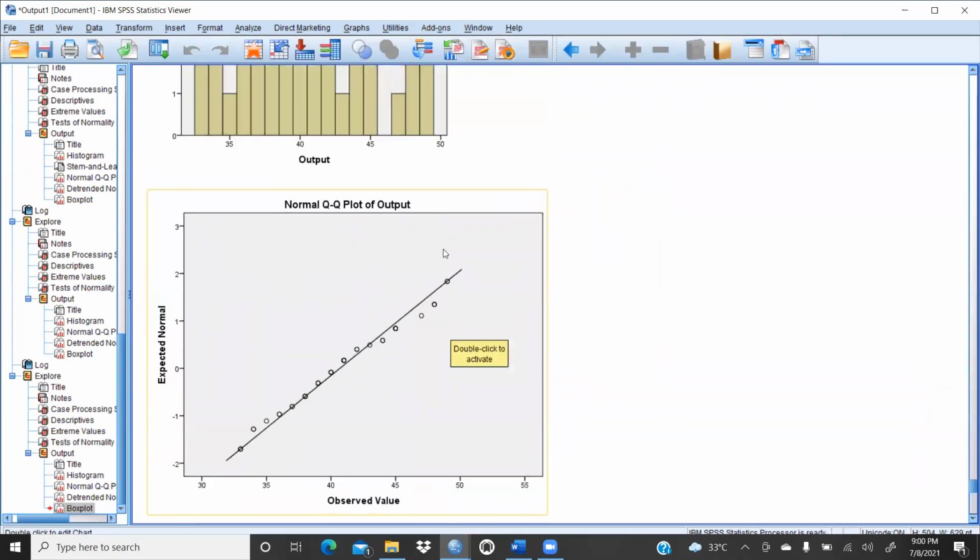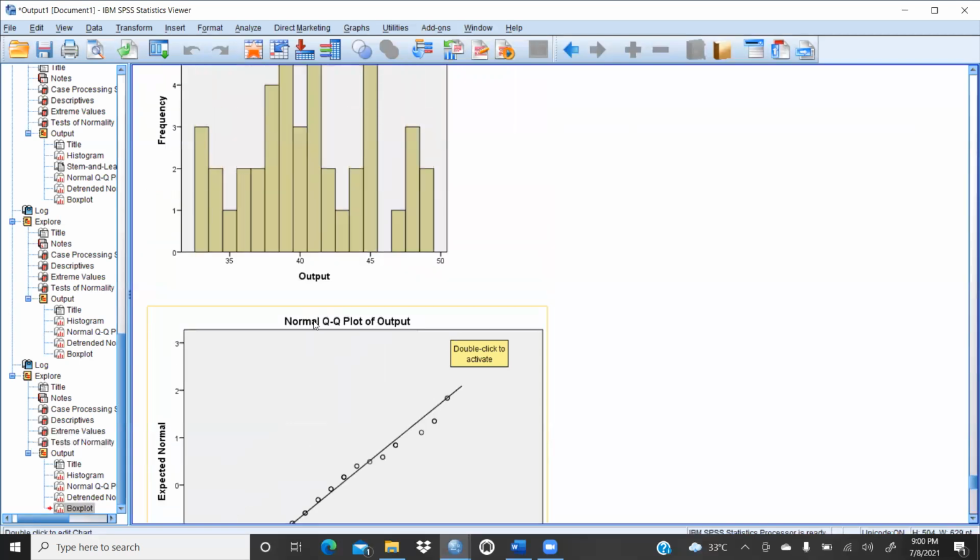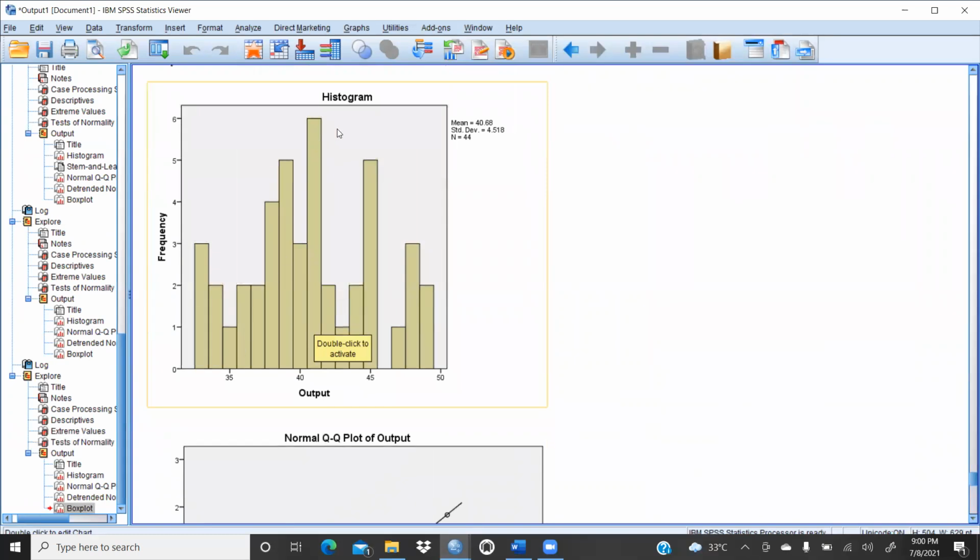First is the QQ plot. In a QQ plot, this is the data. If all the data is on the straight line, or surrounded by this line only, then we can say this data is normally distributed. A little bit of data is away from this straight line, otherwise maximum data is falling on this line, so we can say our data is normally distributed. And this histogram is also a kind of bell shape.